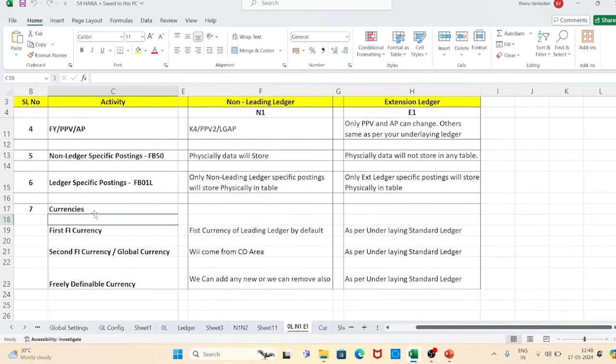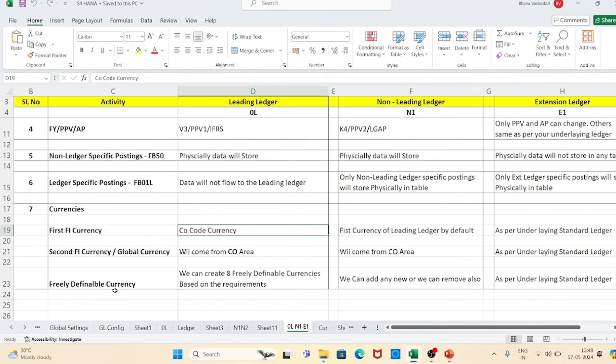Now, currencies. The first currency in the case of the leading ledger will be your company code currency. The second currency will come from the controlling area. In the case of the non-leading ledger, the first currency by default will be copied from your leading ledger, and the second currency will also be copied from the leading ledger. So the first two currencies in non-leading ledgers are copied from the leading ledger by default.